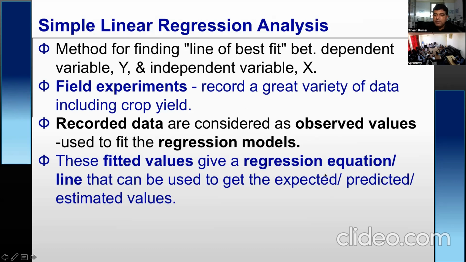These fitted values give a regression equation or line that can be used to get the expected or predicted or estimated value. So from this equation, we can make predictions, or we can have expected values or predicted values or estimated values. The meaning of expected, predicted, and estimated value is the same. They can be used synonymously.